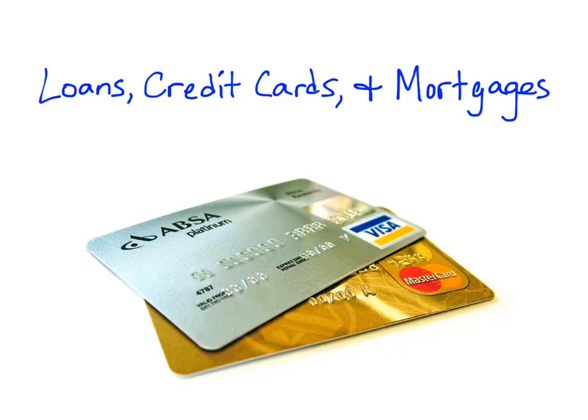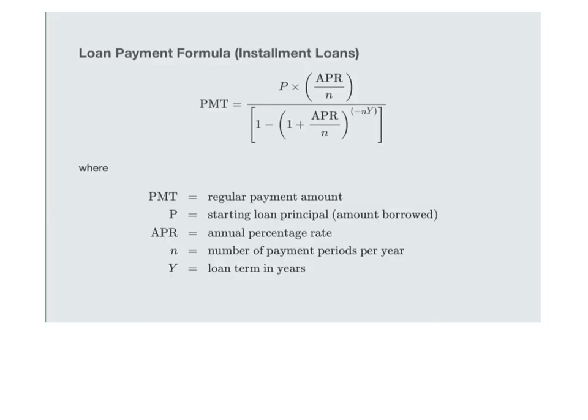Personal loans, such as student loans, credit cards, and mortgages, all operate based on the principle of compound interest. There's a formula that we can use to determine regular monthly payments for this type of loan. And this would be for the case where you would want to make a regular payment each month.